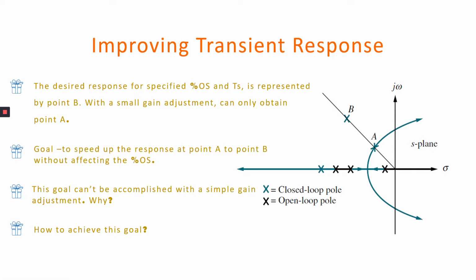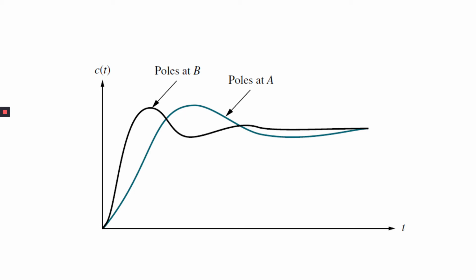Thus, our goal is to speed up the response at A to that of B without affecting the percent of overshoot. This increase in speed cannot be accomplished by simple gain adjustment since point B does not lie on the root locus. This figure illustrates the improvement in the transient response we seek. The faster response from poles at B has the same percent overshoot as the slower response poles at A.